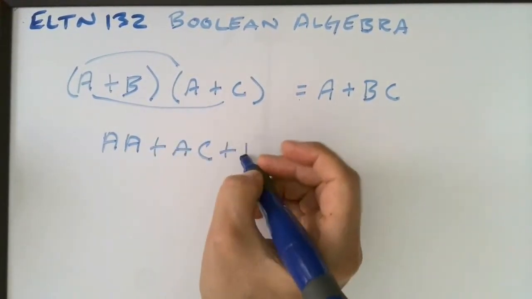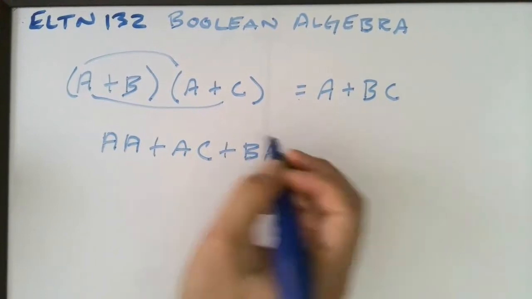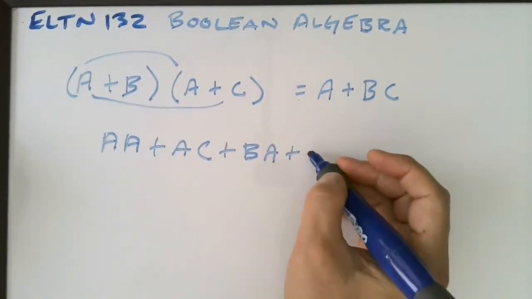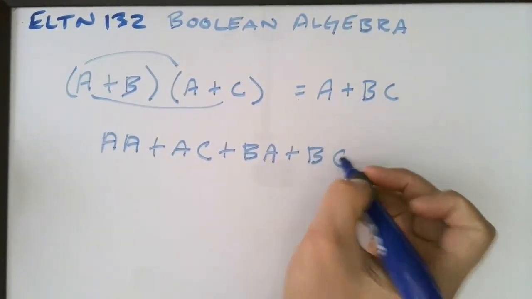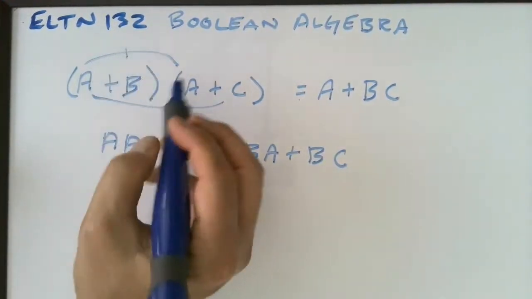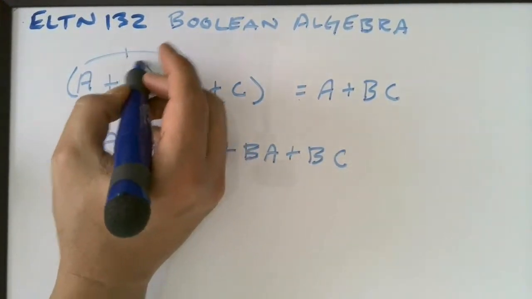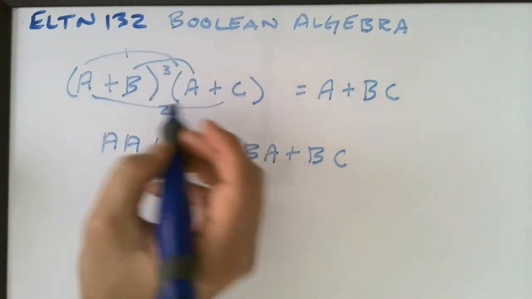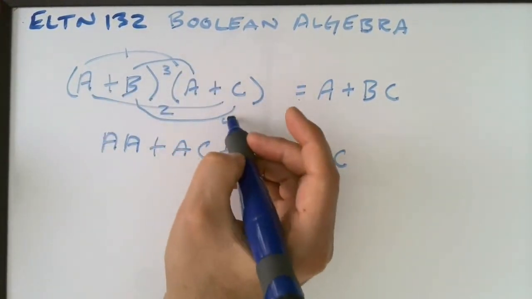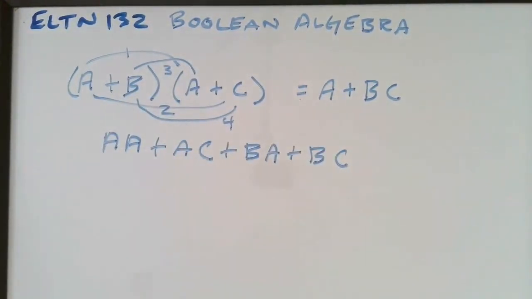Inside would be B and A. And last would be B and C. So we did the first, the outside, the inside there would be 3, and the last there would be 4. Hopefully that's not too confusing.